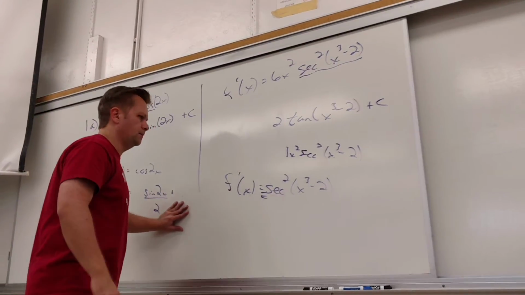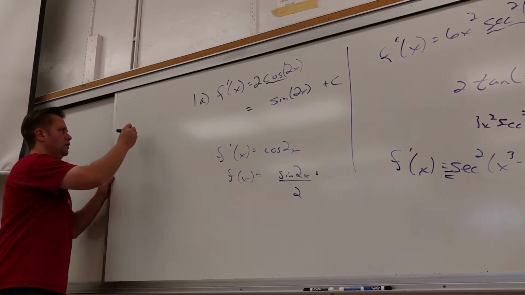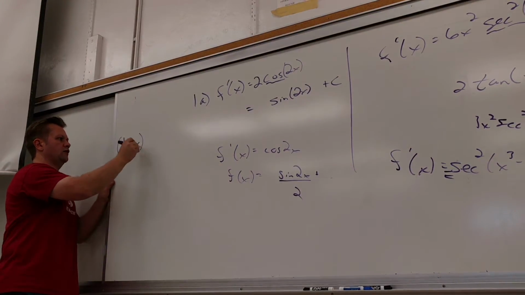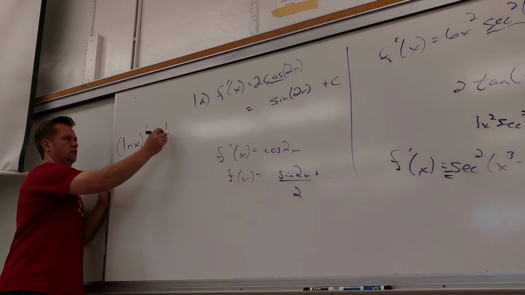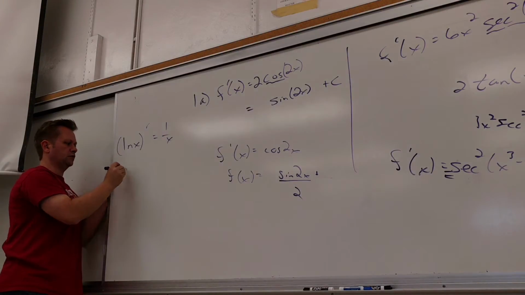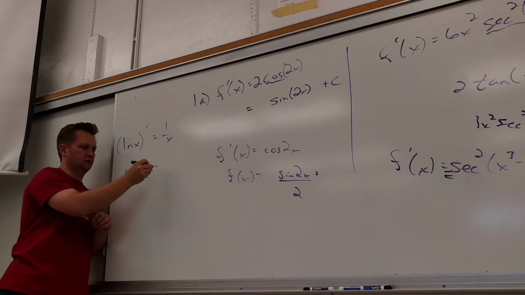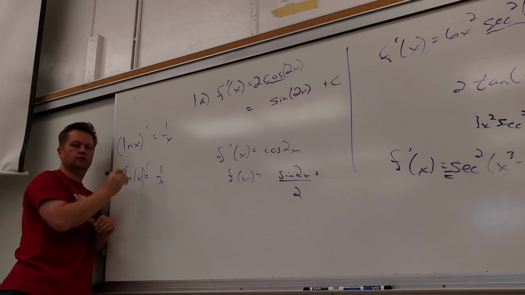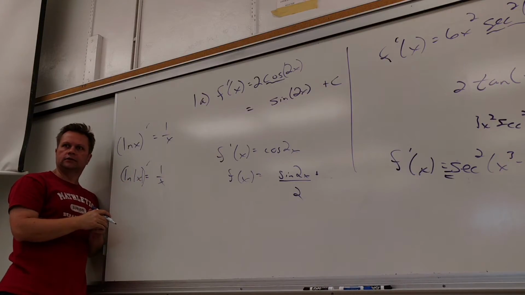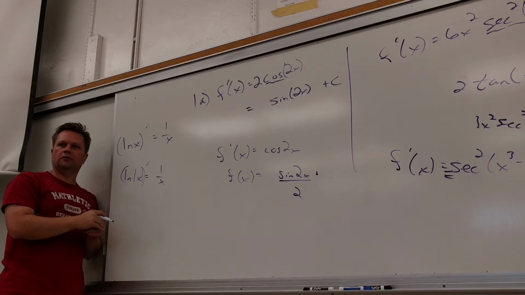Just remember, what's the derivative of natural log of x? Right? But what's the derivative of natural log of the absolute value of x? That actually is going to be the same thing, 1 over x. Believe it or not. I don't blame you if you don't believe me, but it's true.